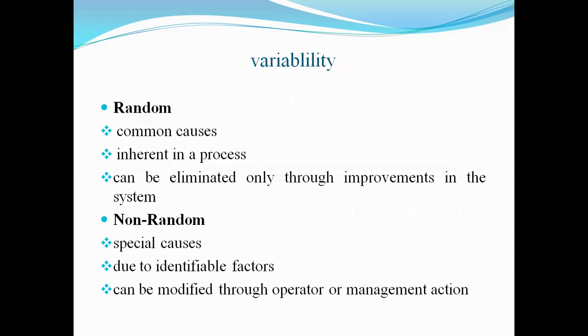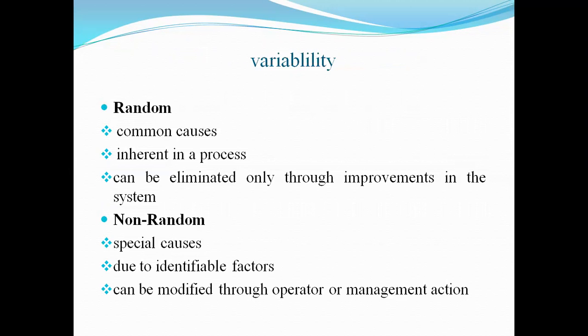Now the variability will occur due to two processes. First is random. How does it occur? It occurs due to common causes. It is always present, it is an inherent part of the process, and it can be eliminated only through improvement in the system.